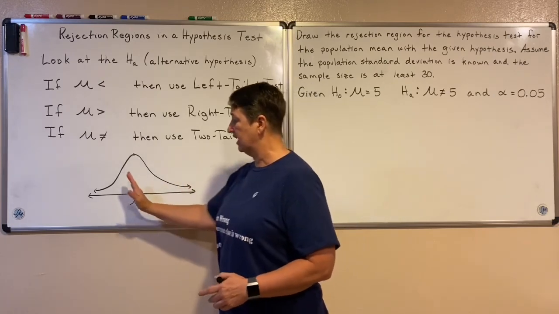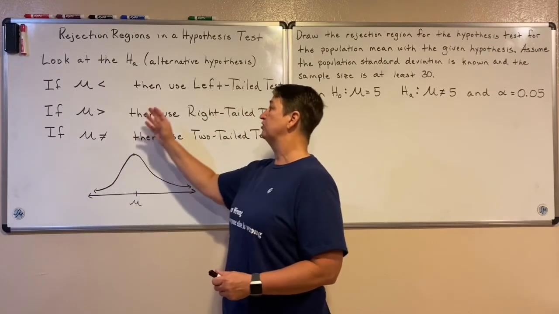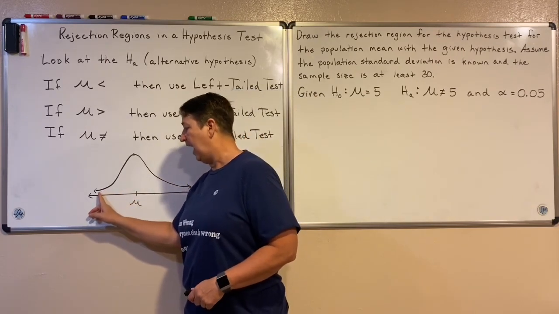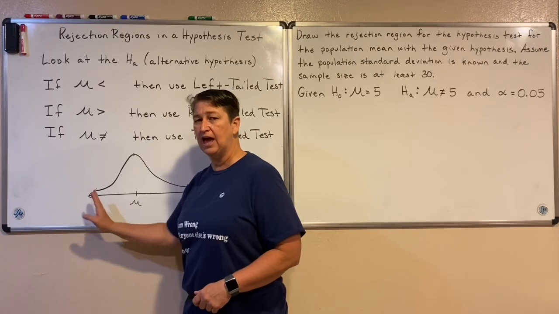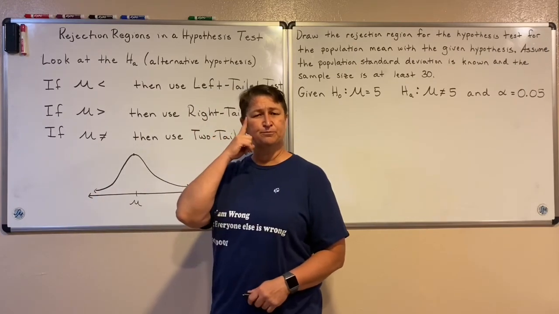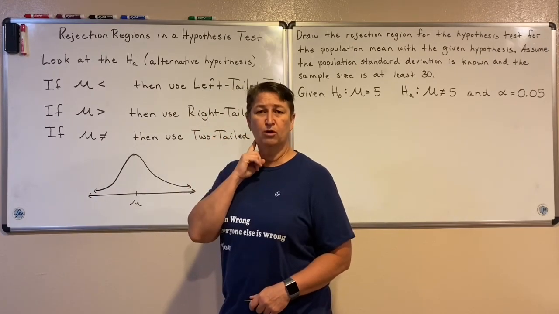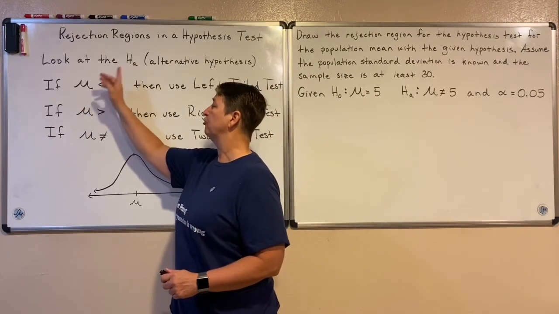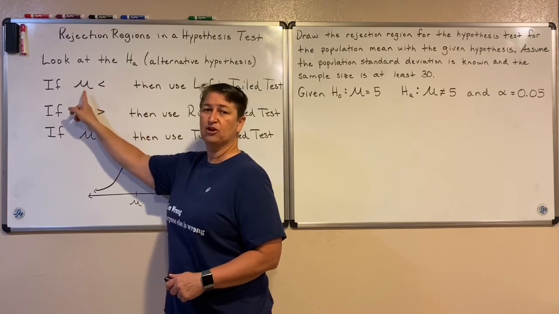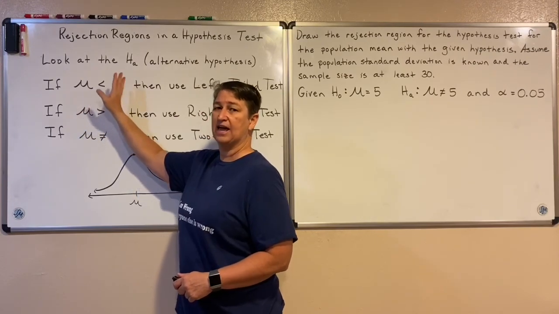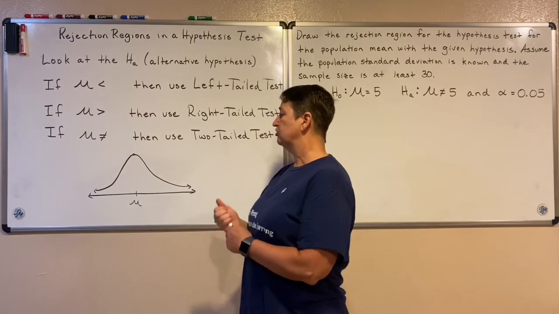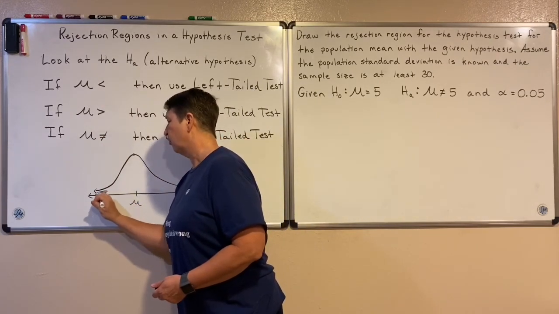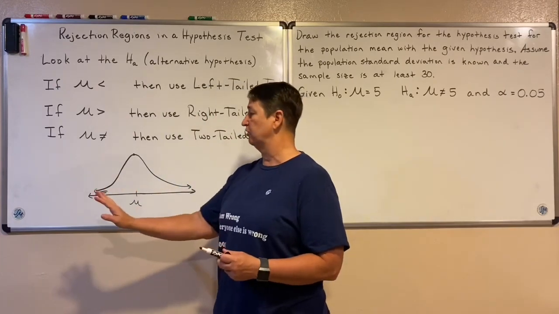So less than is over to the left, and so it only makes sense then that we're looking for a statistic that is out far enough to the left to make us think, that's not probable, or that's a little weird. So when our alternative hypothesis has our mean or our proportion less than, then we're going to have a left-tailed test. So our rejection region will be off to the left.